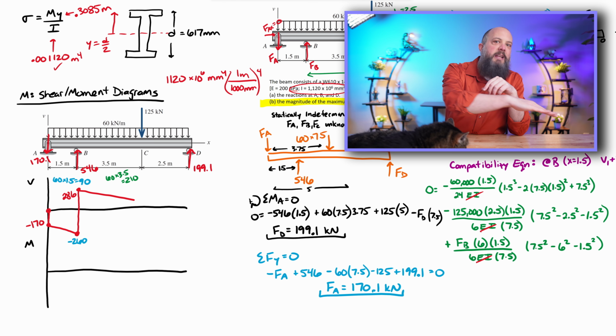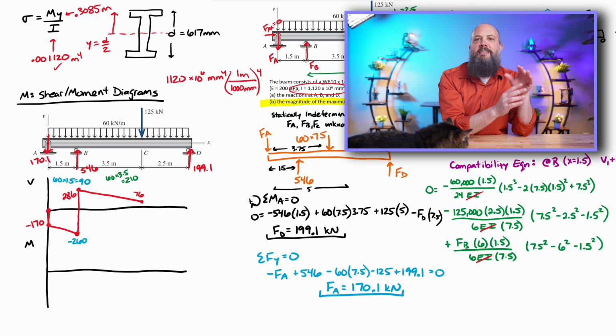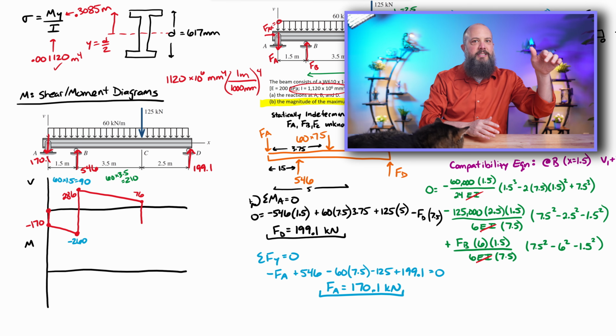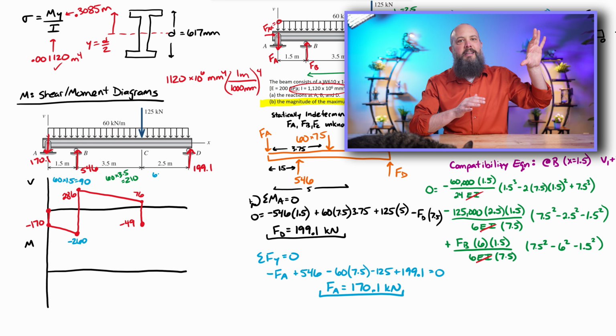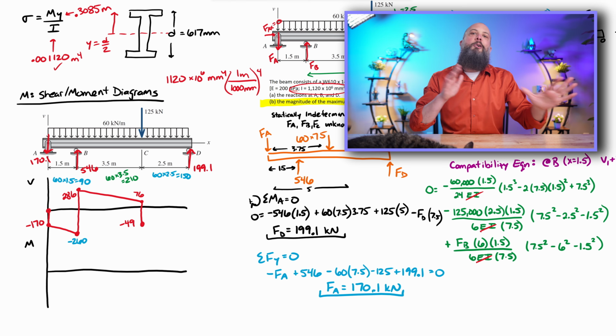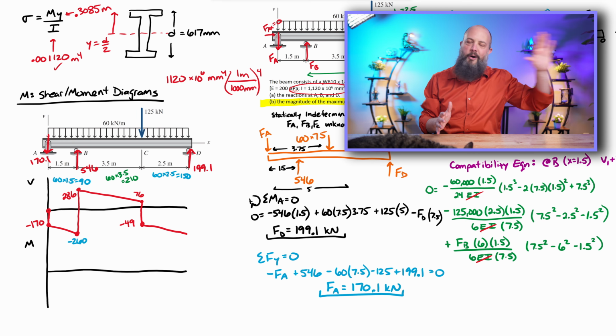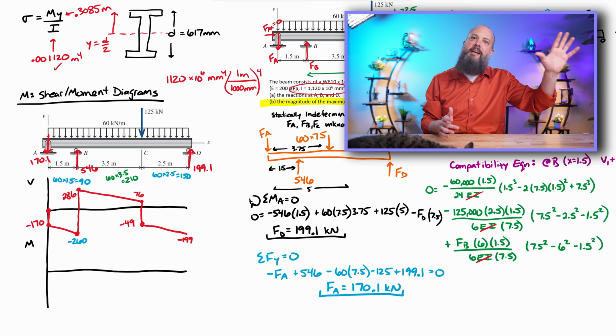It's still sloping down at a slope of 60, over a distance of 2.5. That takes us down another 150. 60 times 2.5 gets us to negative 199, which is good because the force on the far right-hand side is plus 199, taking us back to 0. That's how you can double check that your shear and moment diagram is correct. You should always start and end at 0. If you end up somewhere not 0, you've made a mistake somewhere.